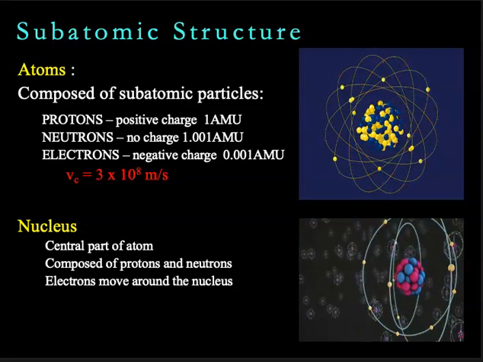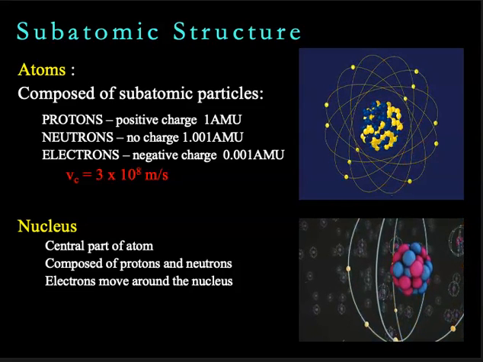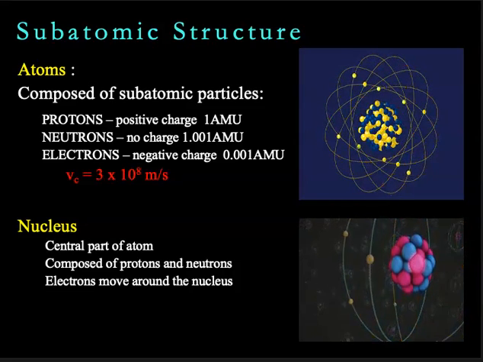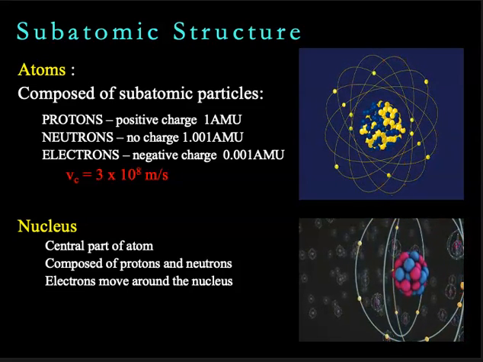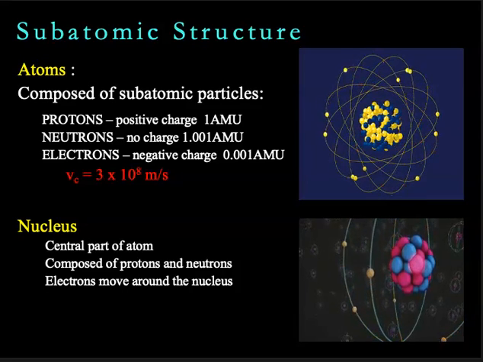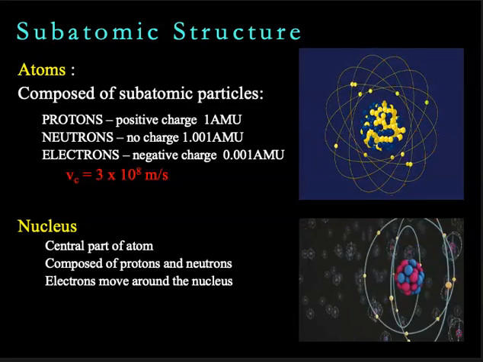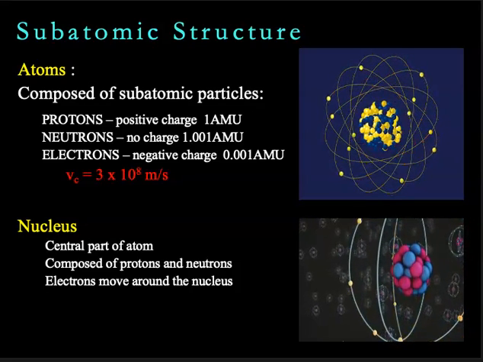Hey, if you haven't guessed it, look at the mass of a proton and the mass of an electron. If you put a proton and an electron together, that would add up to 1.001 AMU, which is the mass of the neutron, and it would also make it neutral. And so one way to think about neutrons is that they're simply a proton and an electron bashed together.